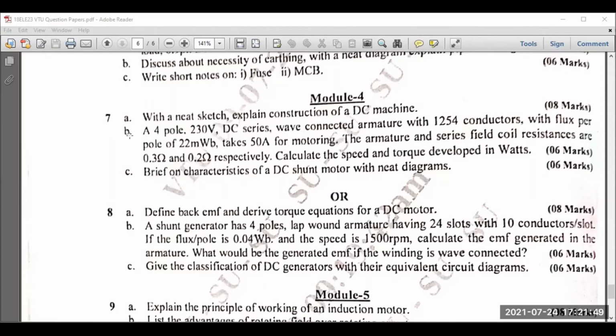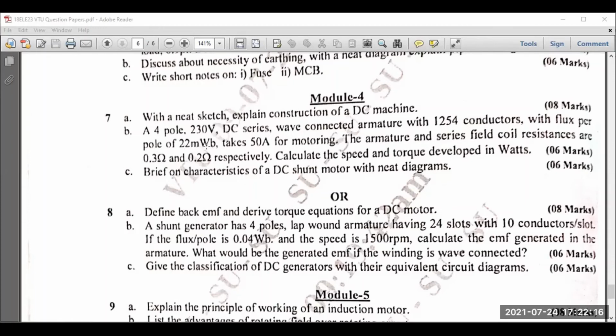Next is a problem. You have to write the given data. What are the given data? Number of poles P is equal to 4. Supply voltage, terminal voltage, is equal to 230. It's a DC series, wave connected armature machine. What is the specialty? Wave winding, so A is equal to 2. Then the total number of conductors Z is equal to 1254. Then flux phi is equal to 22 milliweber.